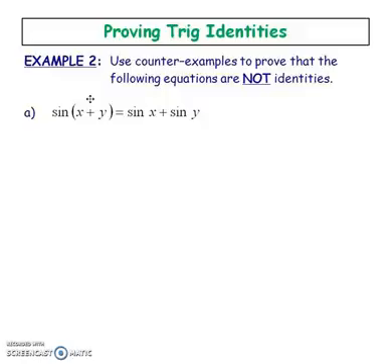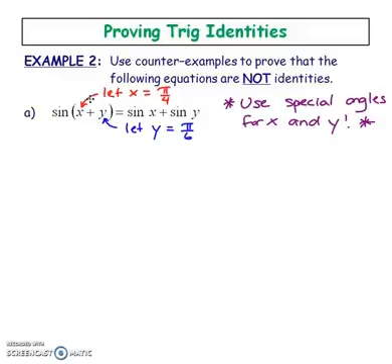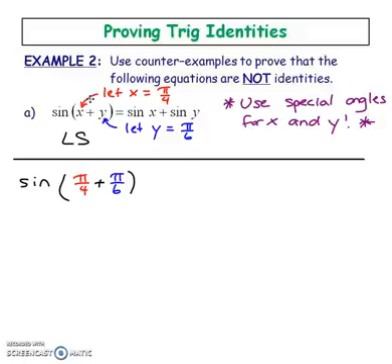I'm going to arbitrarily pick two numbers that I want for my x and my y. So here we go. We'll just pretend that x is pi over 4 and y is pi over 6. I'm going to sub those numbers into the left side and the right side, and we're going to prove that they're not equal. Okay, so let's work on the left side first. Sine of my x plus my y. Now, what you could do is, if you had a calculator, just add these guys together, take the sine of it, and get your answer.